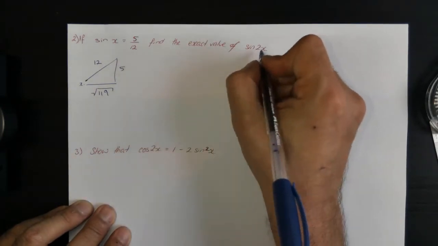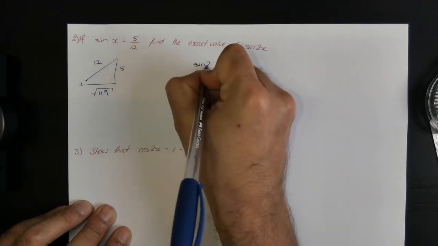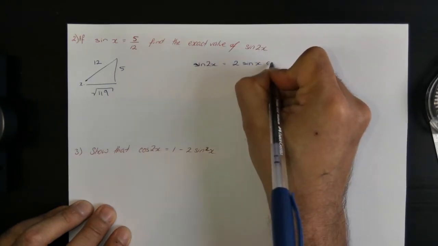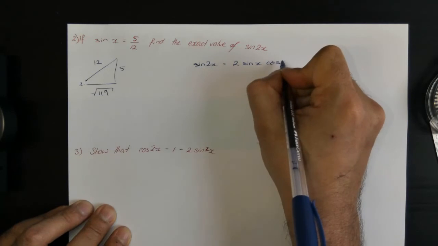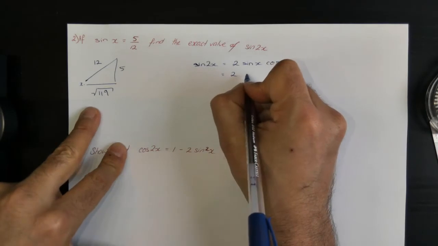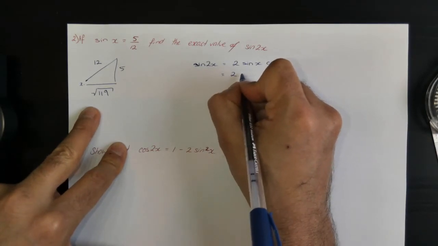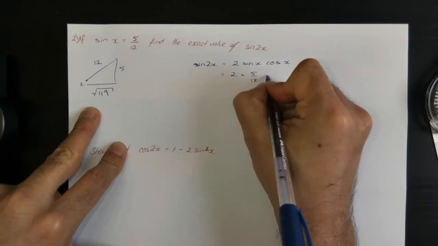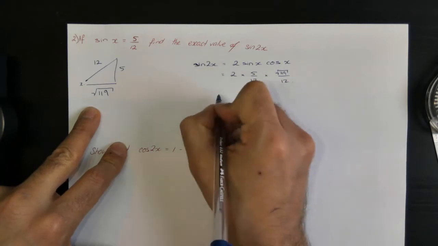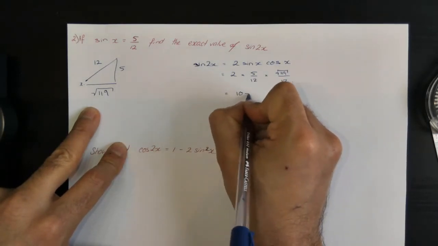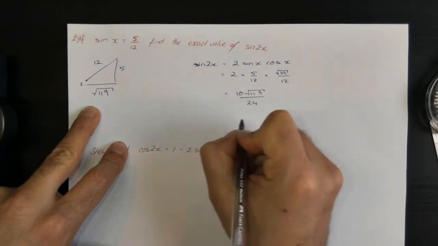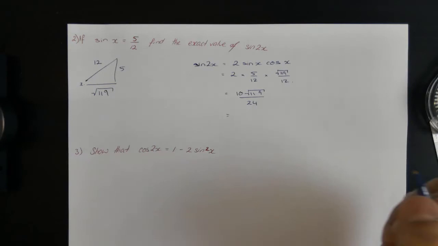And we want to find sine of 2x. So sine of 2x equals 2 sine x cos x. Okay, sine of x is 5 over 12, and cos of x is square root of 119 over 12. So that gives us 10 square root of 119 over 24, and we can simplify that.